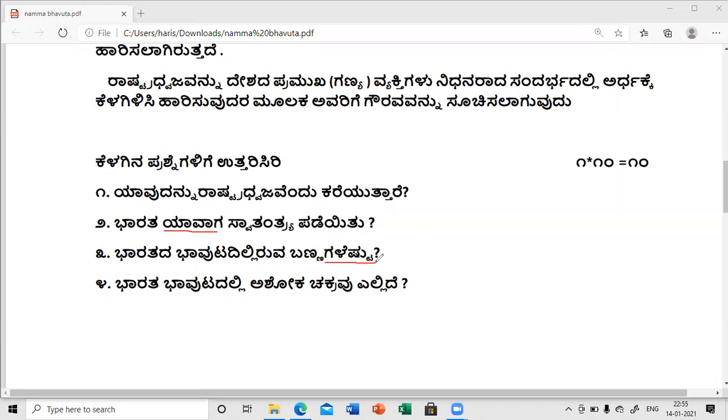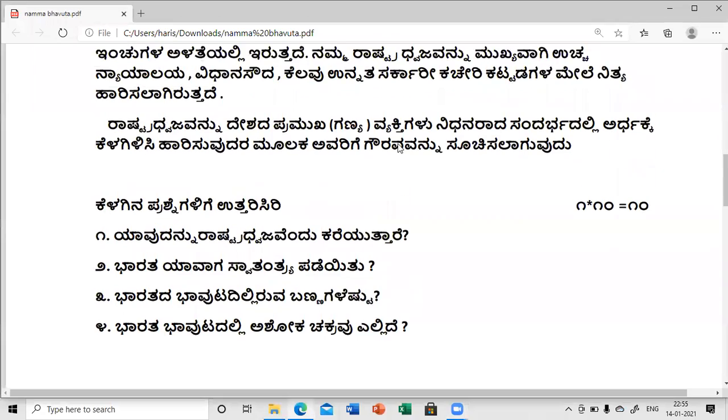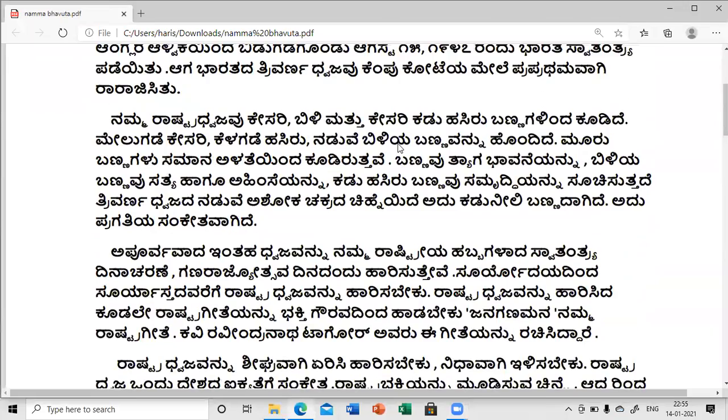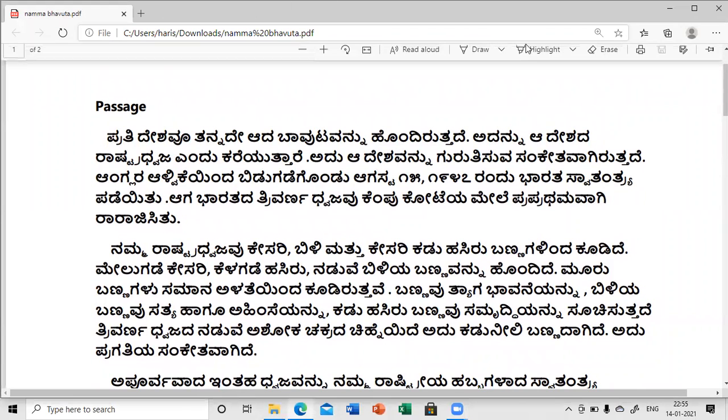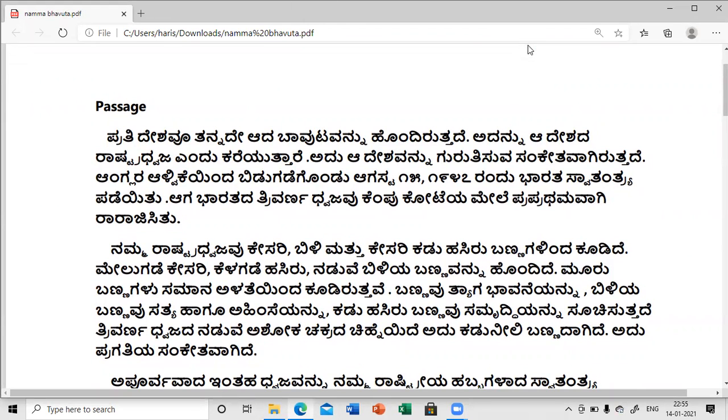So again, look at the question word. ಬಣ್ಣಗಳೆಷ್ಟು? ಎಷ್ಟು. So eshtu means it is asking us to identify the number of colors in our flag. So what do we have to do from the passage? Again, you have to look down from the place where you got the previous answer. We need to see the number, like how many we have. So the first thing is to locate Rashtra and look at these kinds of words that you have here.